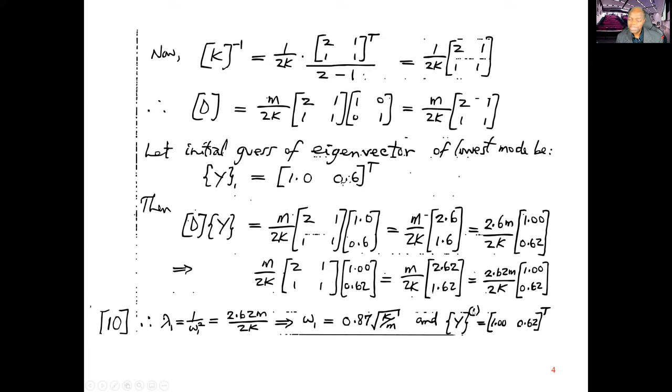And then simultaneously, the mode shape or eigenvector y1 will be 1.00, 0.62 transpose. So to two decimal places, I've needed to do only two iterations. If I want to increase the number of decimal places to three, I probably will need to carry out the iterations three or four times.